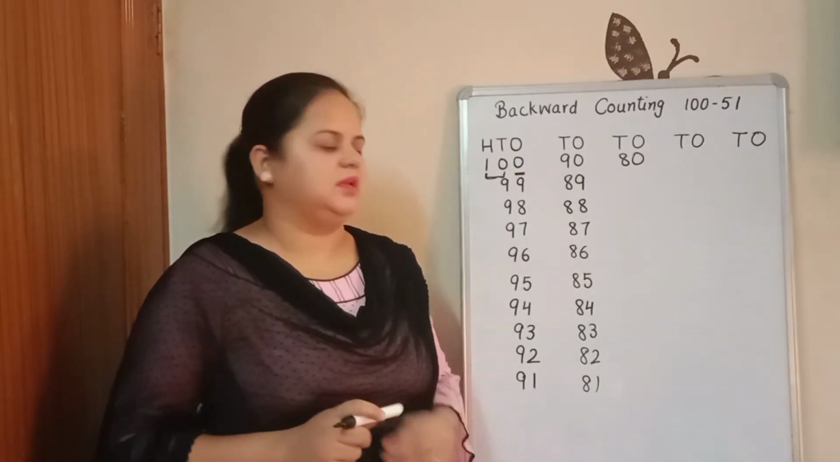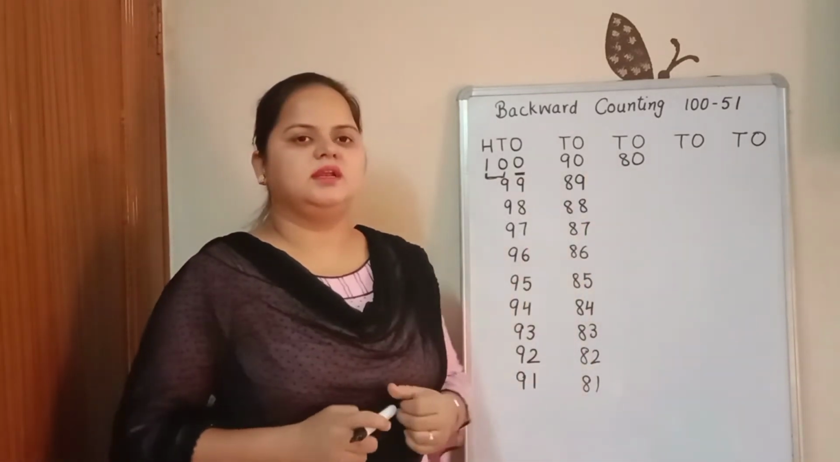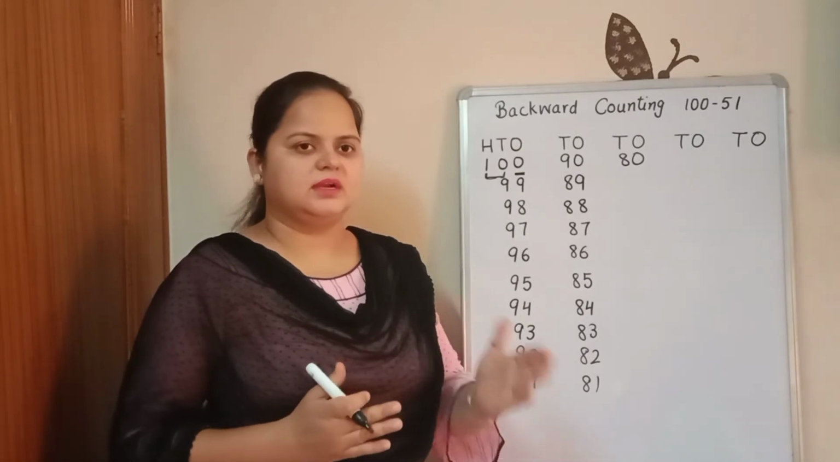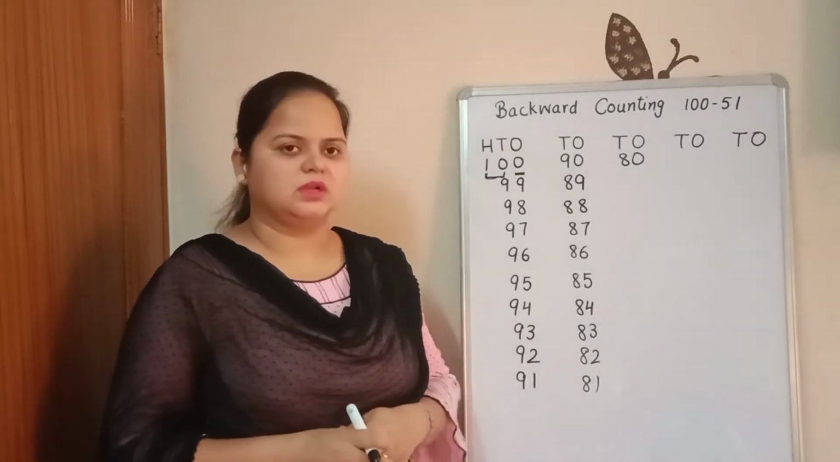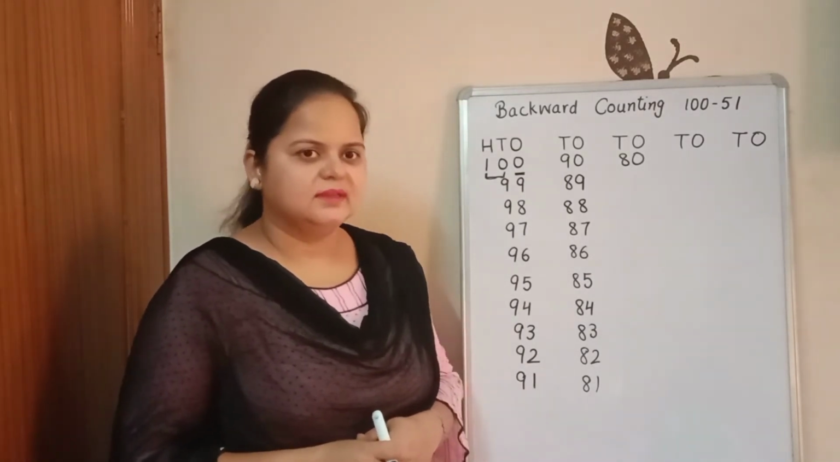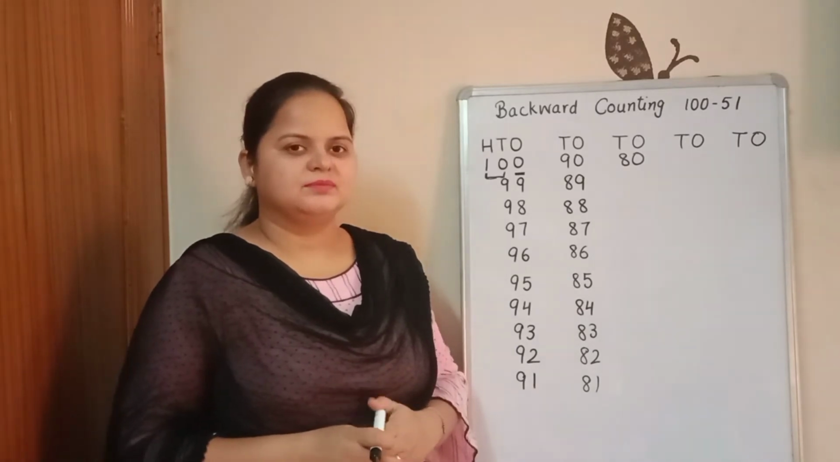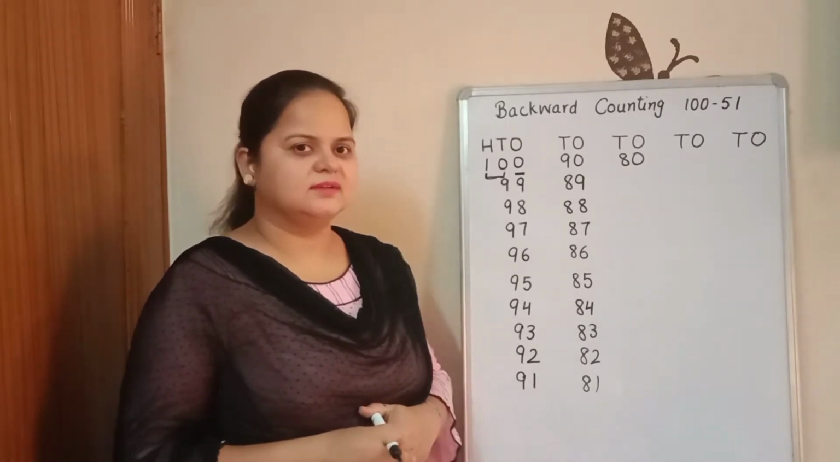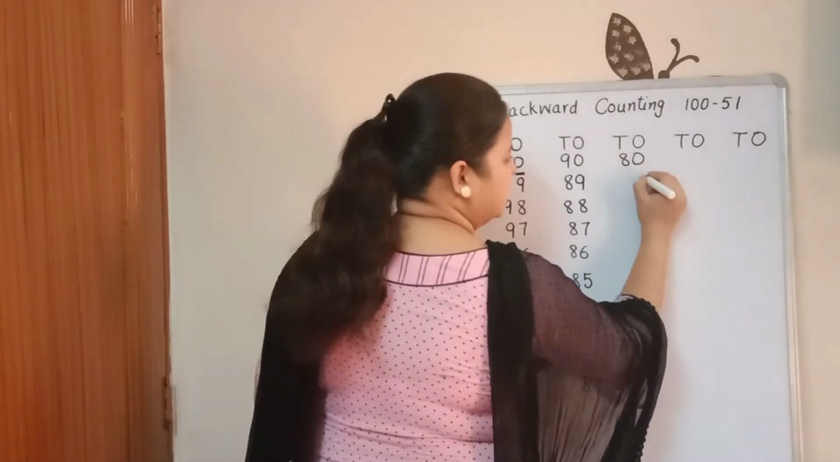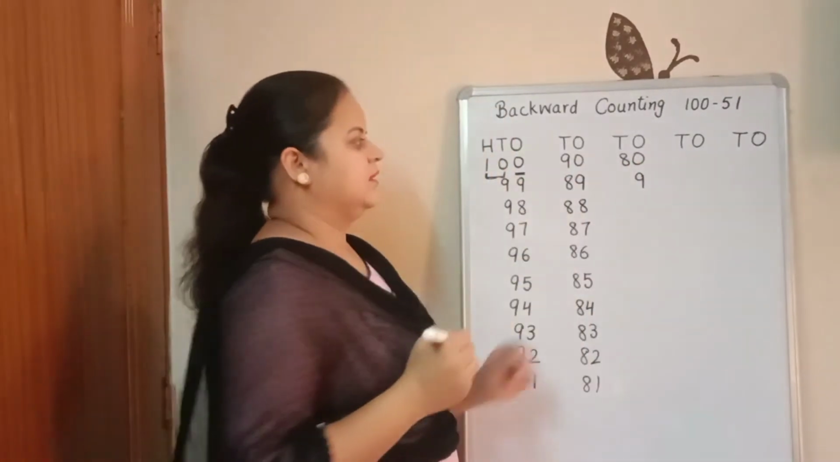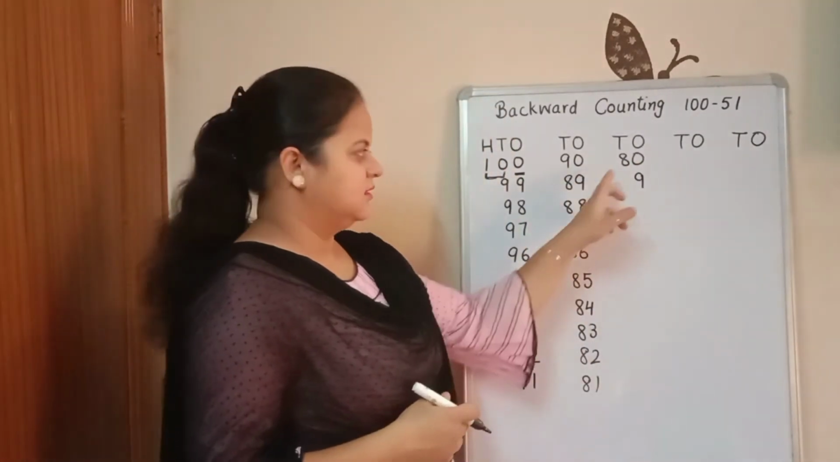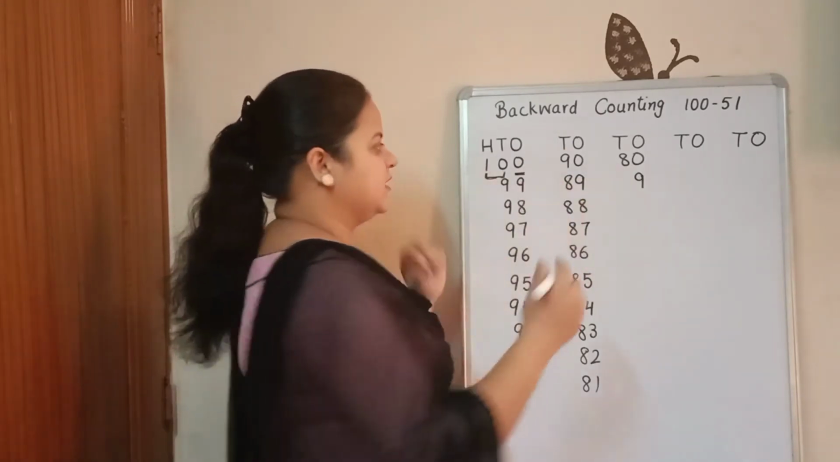Now you will tell me what we will write here. What comes after 80 in backward counting? Yes. Tell me quickly. Here will come 9 and on this side 8, 7.